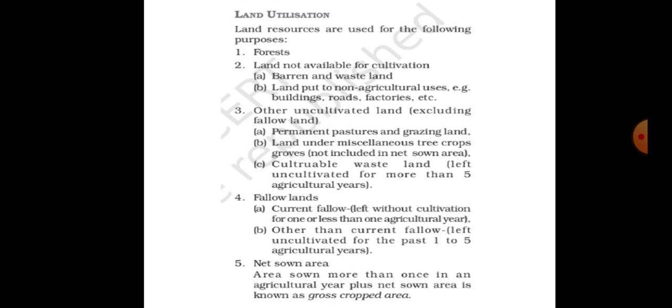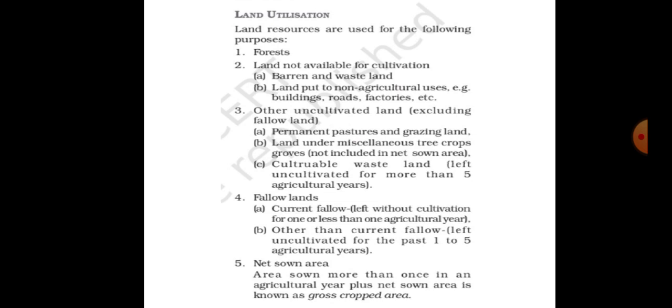which is not used for agricultural purposes and where buildings, roads, etc. are being constructed. Land which is uncultivated, and we have the permanent pastures where grasslands and grazing lands are available. Land under miscellaneous means other than these, like some groves or orchards where cultivation is done to some extent.